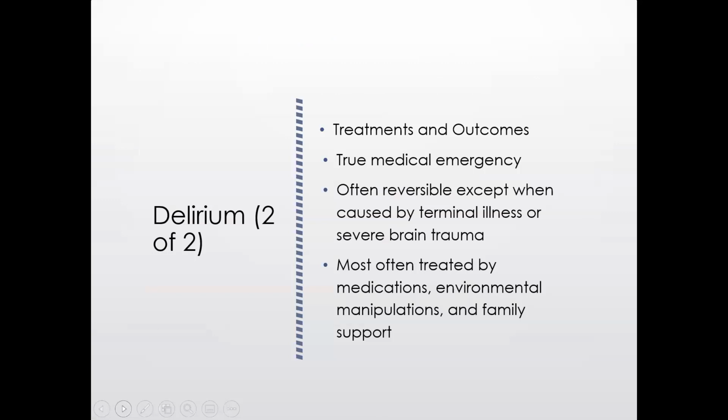So how do we treat it? Well, it is a true medical emergency, and it often can be reversible, except when caused by terminal illness or severe brain trauma. It can be treated through medication, environmental manipulations, and family support. So in the case of, let's say, a concussion, limiting screen time and bright lights, and giving the brain a lot of time to rest are all ways that we can help treat that.